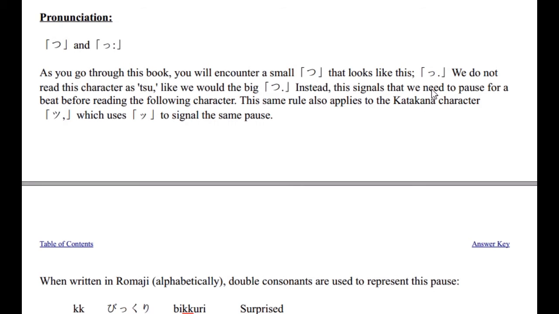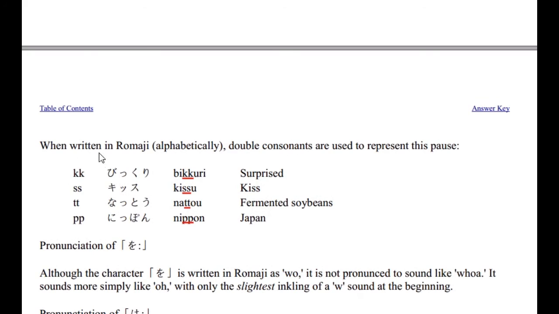Okay, so when you see this small tsu, we don't actually read the sound like we would the regular size character. Okay, so what this represents, this tsu and this small tsu, is a pause in the word. So when we write out a word in Romaji, we use a double consonant to represent this pause. So, for example, if we have the word bikkuri, we'll write it bikkuri. So this double K represents this little pause right here.